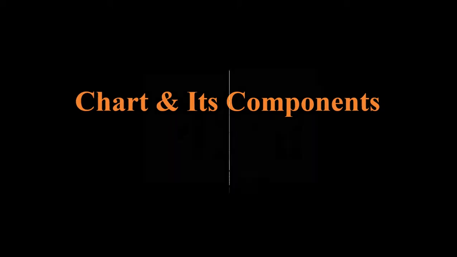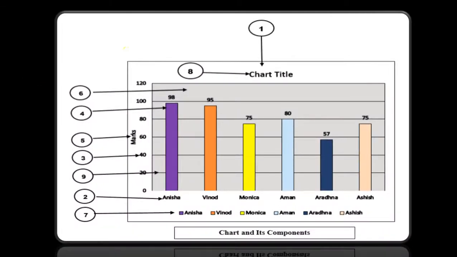So, the chart and its components. First of all, I want to show you a picture of a chart, how it looks whenever you create one. Now here you can see there are numbers pointing to different areas. This is point number 1, here is the second, third, fourth, fifth, sixth, the seventh, here is 8 and here is 9.